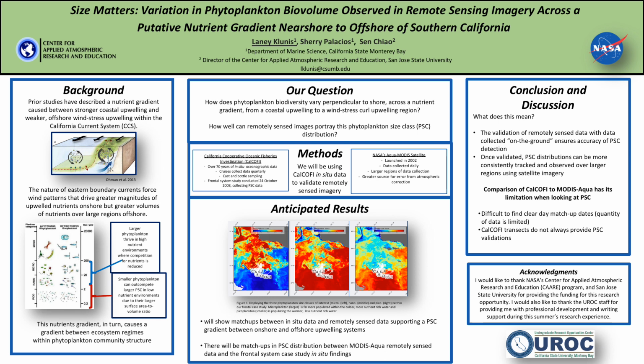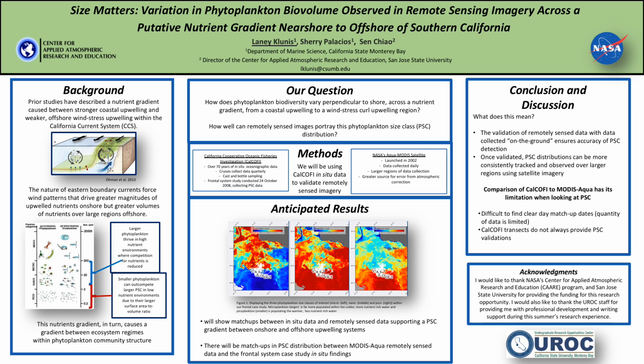Using in situ and remotely sensed data, our study aims to answer: how does phytoplankton biodiversity vary perpendicular to shore across a nutrient gradient from coastal upwelling to wind stress curl upwelling? And how well can remotely sensed images portray this phytoplankton size class distribution?